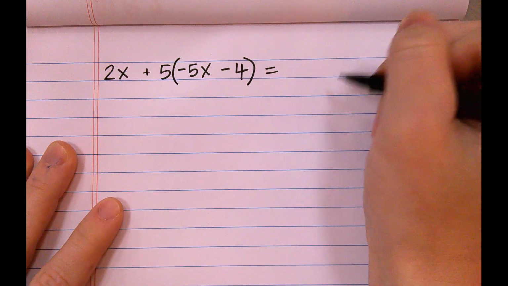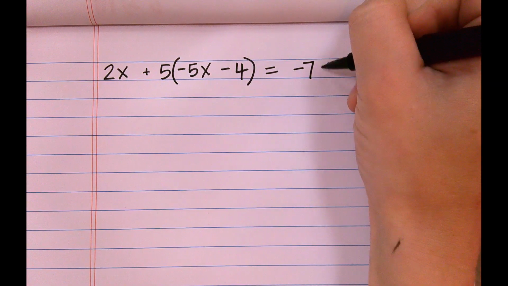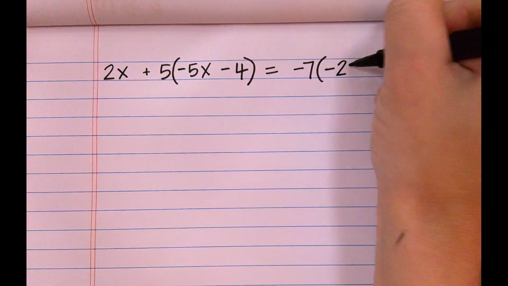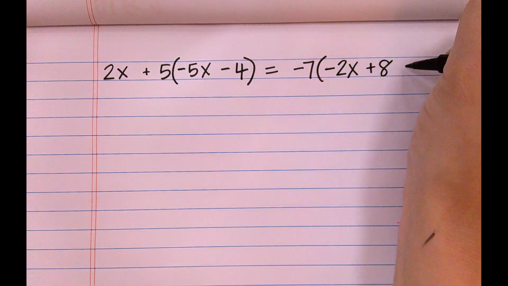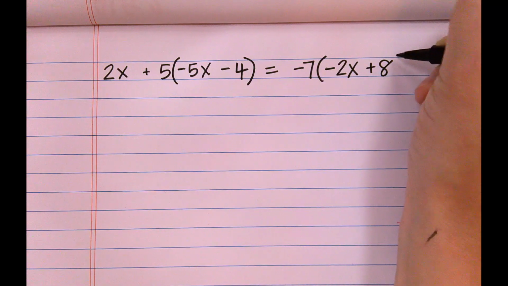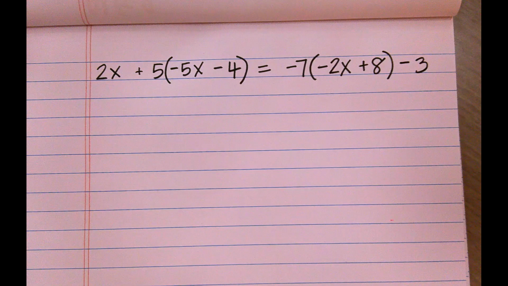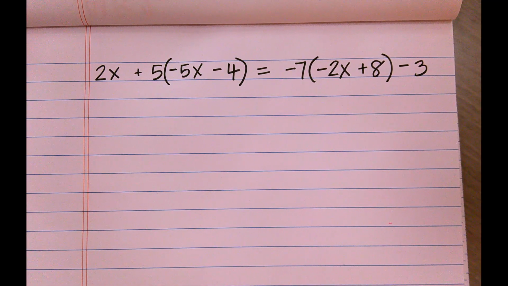It's an equation. Just you wait. Negative 7, parenthesis, negative 2x plus 8. We can do it. Minus 3. That's it. This is one equation. Good. And we're going to use all of the steps that we just reviewed and slowly, carefully go through solving this.